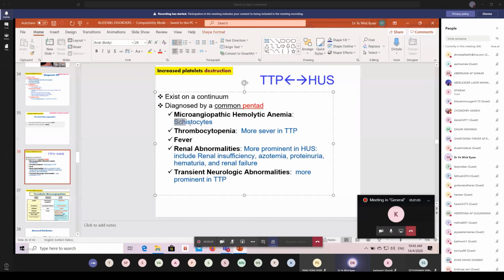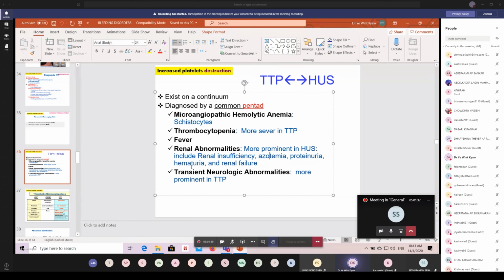In HUS, renal failure is more prominent because it can present with azotemia, increased protein in urine, increased blood urea nitrogen level, hematuria, and later renal failure. Because of this, thrombosis can also block the renal artery.